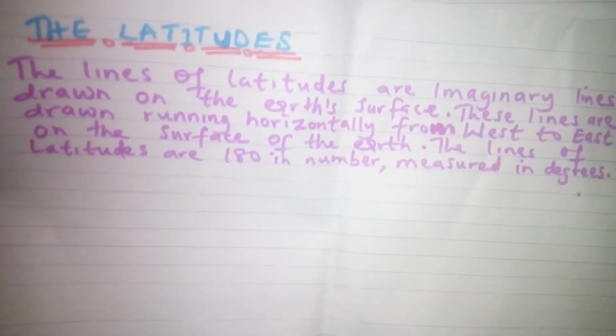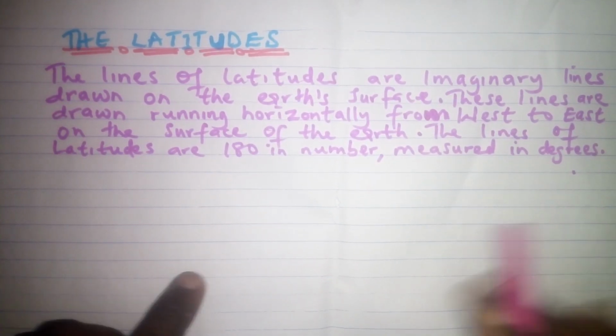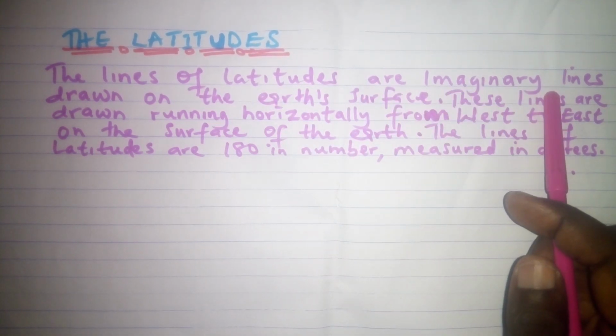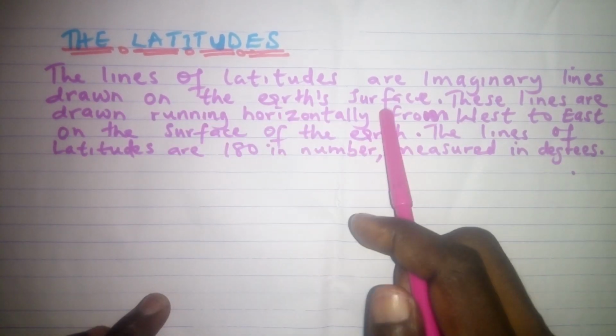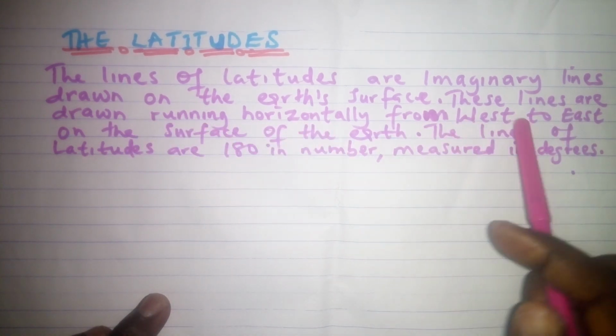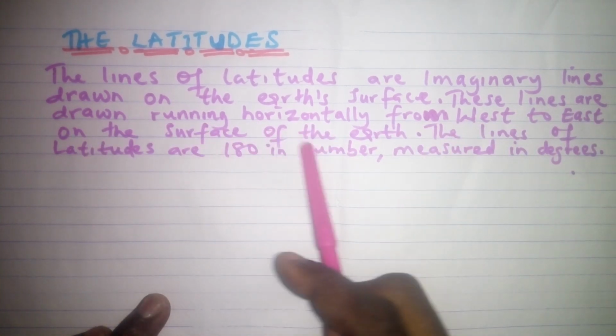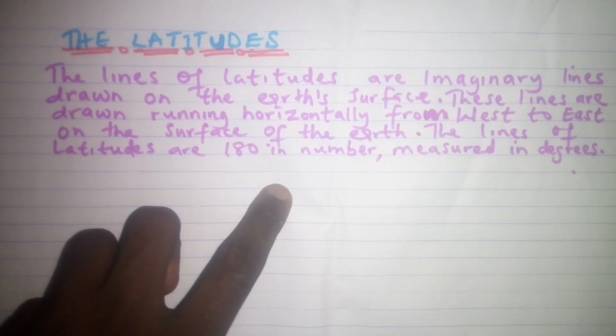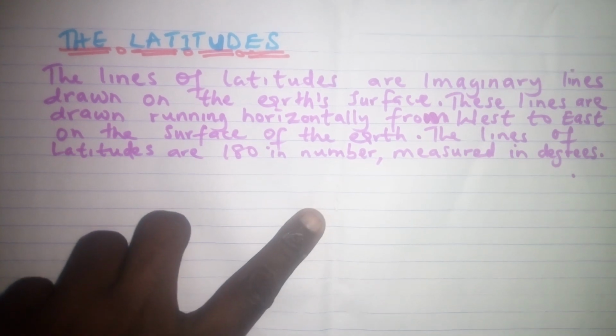So for the latitudes, it says the lines of latitude are imaginary lines drawn on the Earth's surface. These lines are drawn running horizontally from west to east on the surface of the Earth. The lines of latitude are 180 in number, measured in degrees.